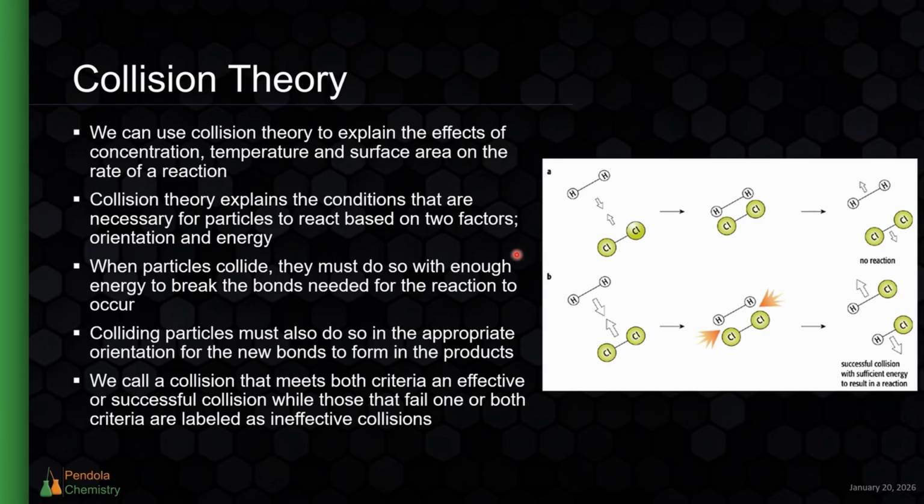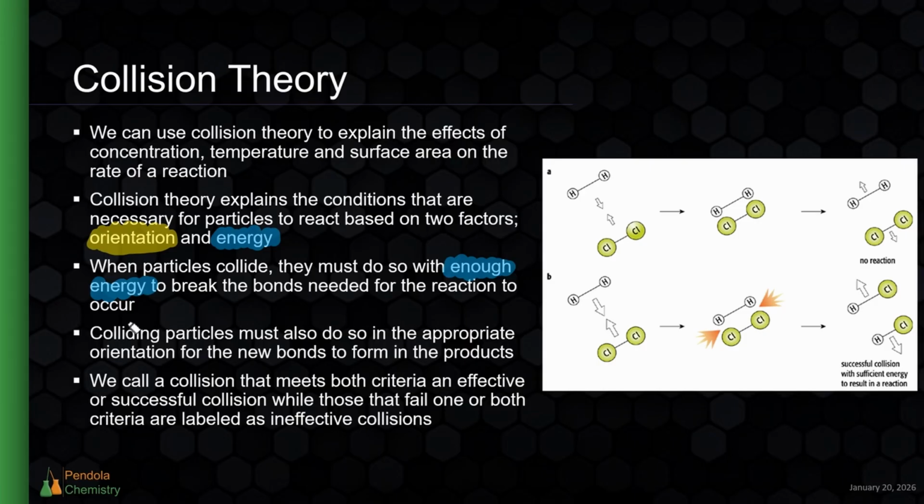And there are two main factors that are going to affect whether two reactant particles will actually react when they crash into each other. The first is their orientation. So in which way are the particles oriented? And the second is their energy. So when particles collide, what the collision theory says is that they have to do two things in order to actually react. First, they have to collide with enough energy to break the bonds that are needed for the reaction to occur.